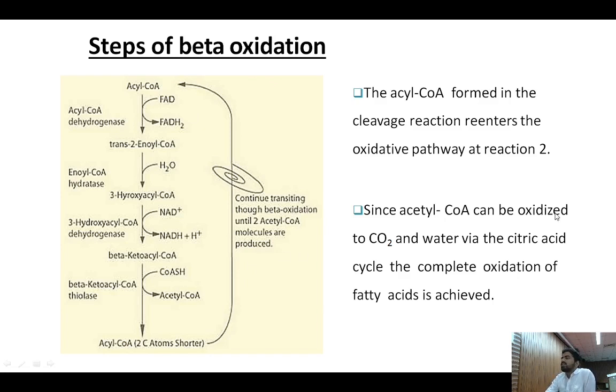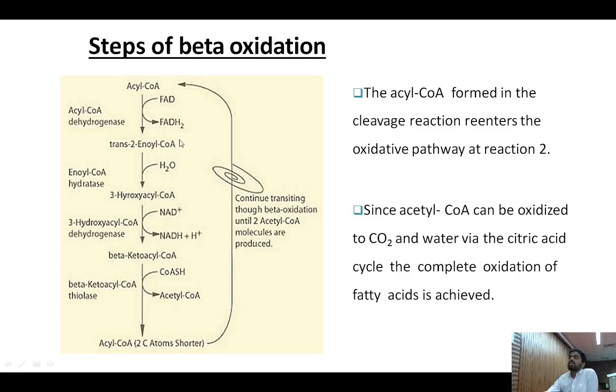Since acetyl coenzyme A can be oxidized to CO2, what will happen to this acetyl coenzyme A? How is it going to give energy, you will ask, right? This acetyl coenzyme A will be oxidized to CO2 and water with the help of the citric acid cycle. You would have read the citric acid cycle in carbohydrate metabolism also. So this acetyl coenzyme A will be utilized in the citric acid cycle for the complete oxidation of fatty acid, and there it will release energy. So acetyl coenzyme A is one source of energy from the beta oxidation of fatty acid.